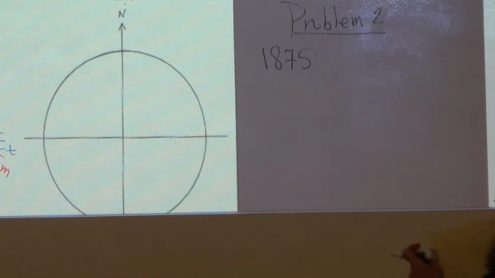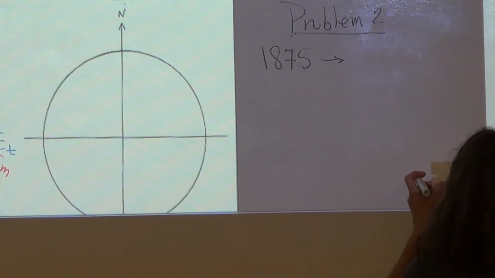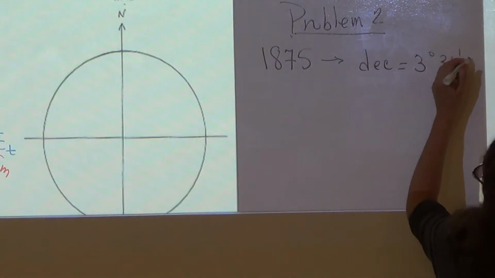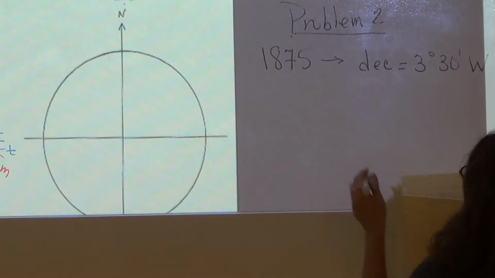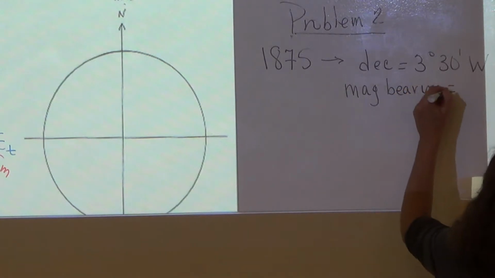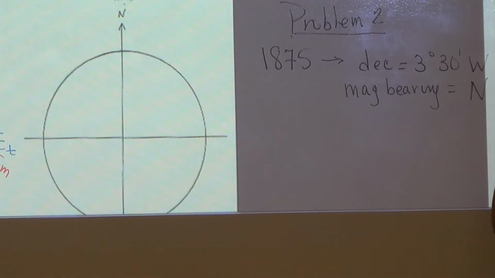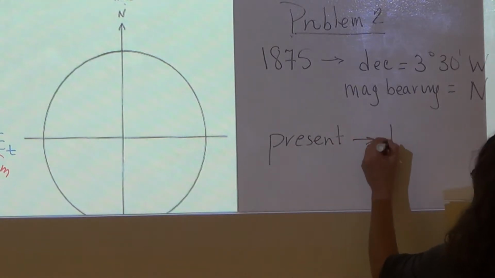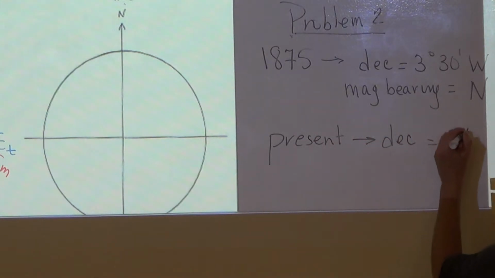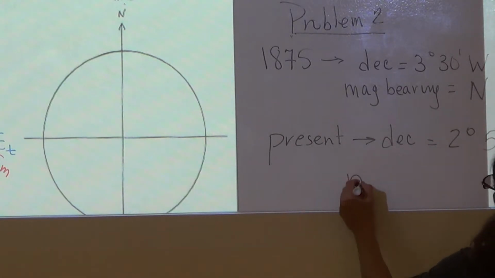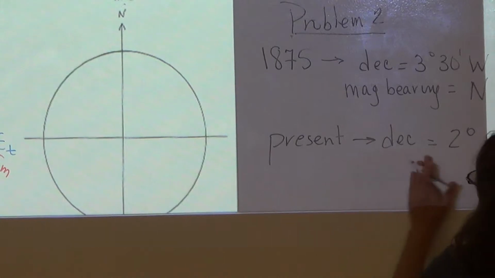So in 1875, the declination is 3 degrees, 30 minutes to the west, and the magnetic bearing is north, 65 degrees, 35 minutes east. And present day, the declination is equal to 2 degrees, 50 minutes east. What is the true bearing?